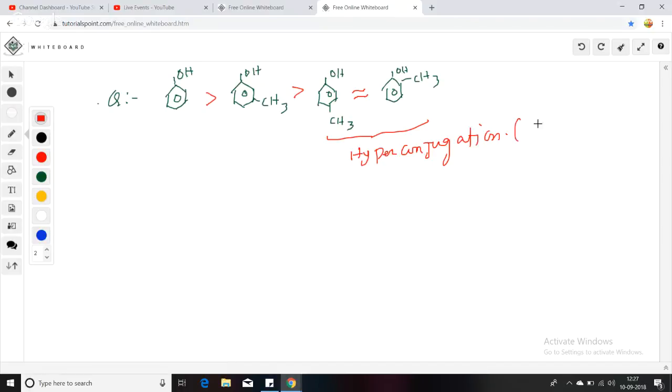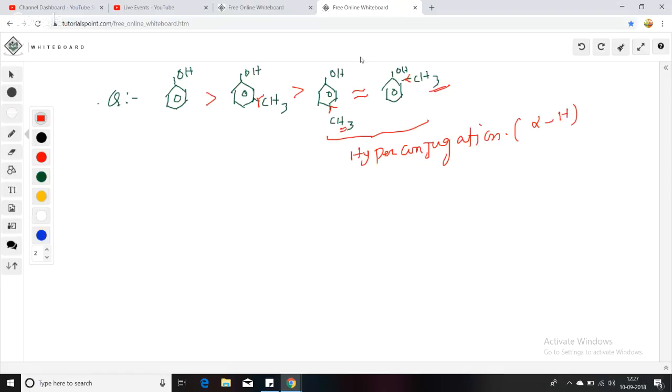And we know hyperconjugation depends on the number of alpha hydrogens. You see the number of alpha hydrogens here and here are the same, 3 and 3. That's why the effect of hyperconjugation is more over here, and the property will be decided on the basis of hyperconjugation. Equal hyperconjugation at both positions, that's why the acidity is equal. Why is this one maximum? Because CH3 has electron releasing nature. Here also we have electron releasing nature, but hyperconjugation is dominant over here. Equal hyperconjugation, that's why the order is this. Okay.